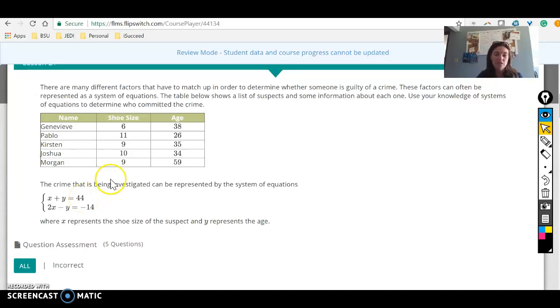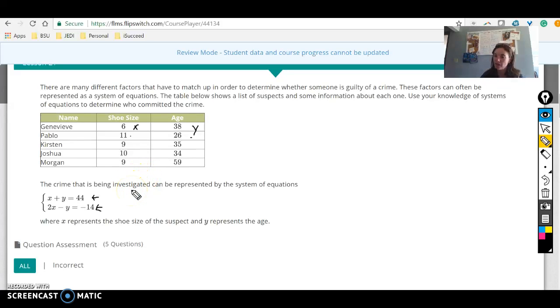So one thing that we could do is just simply plug in values for X and Y. So we could plug in 6 for X and 38 for Y and see if it works for both of these equations. Okay, so that's one thing that we could do. And then we could go down and do 11 for X and 26 for Y. And we could do this for every single one of these suspects. And because there's only 5 of them, it wouldn't take us that long.